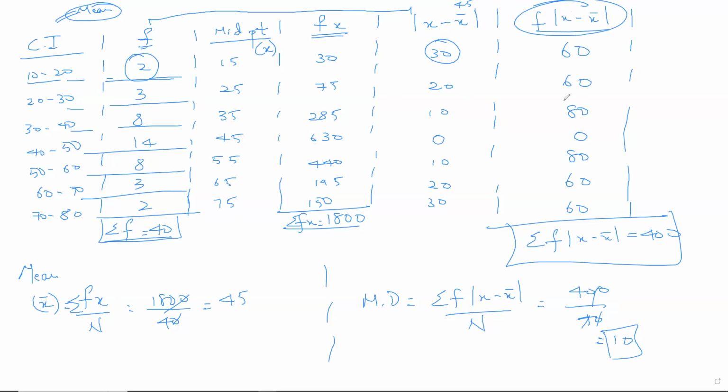Once you find the mean, you do the rest here and you get the mean deviation. Now, this is the mean deviation about mean. Under the same mean deviation about mean, what if the class interval is not given and direct numbers are given? So let's start with that.